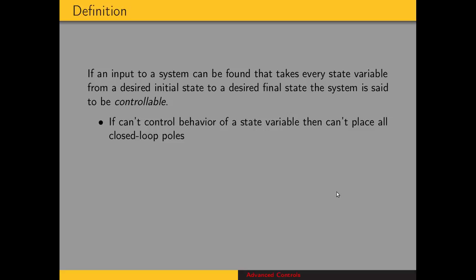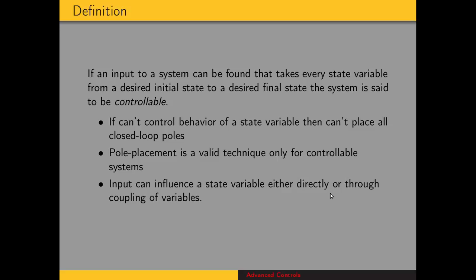The system is controllable. And one upshot of this is that if you can't control the behavior of a state variable, then you can't place all the closed loop poles. And so the pole placement method that we looked at earlier would not be valid for a system that's not controllable. Now, the input can influence a state variable either directly or through coupling of variables. So it's not always clear or easy to see whether or not a system is controllable.